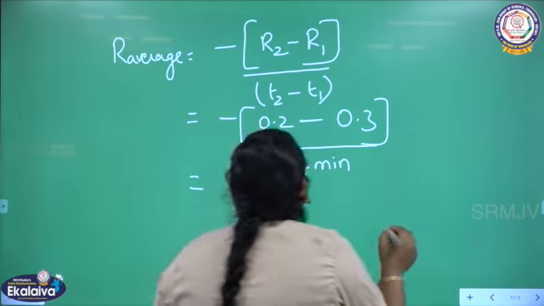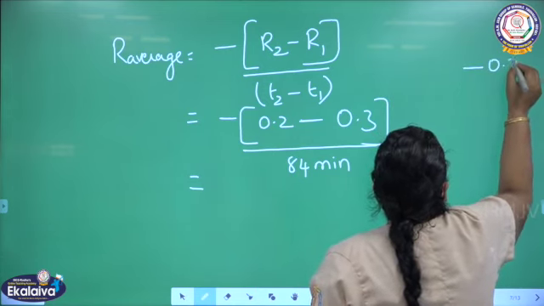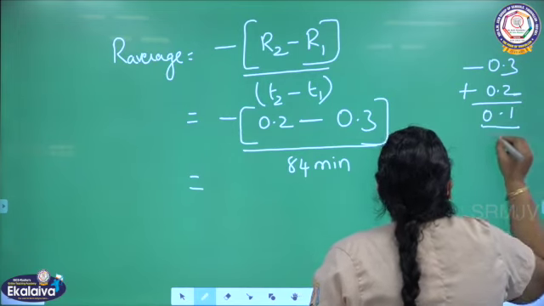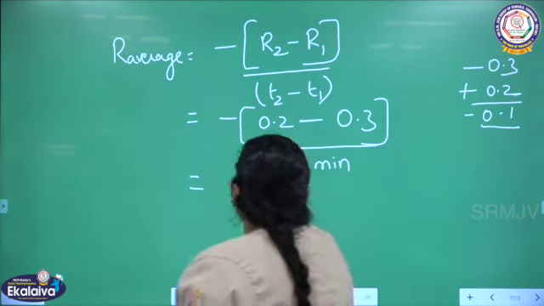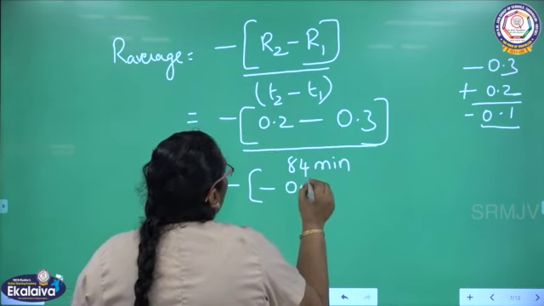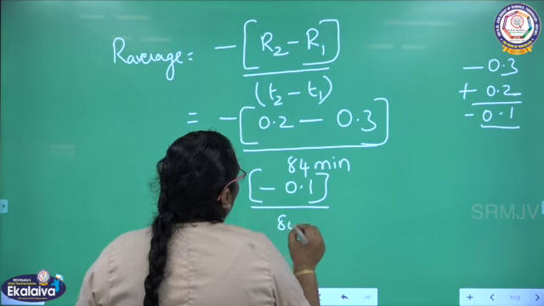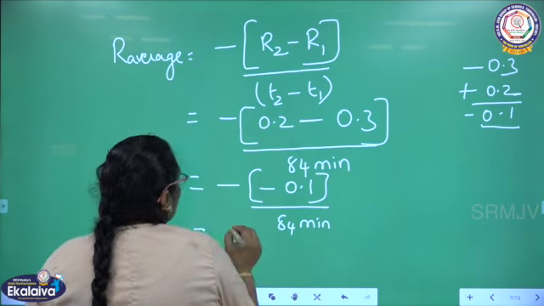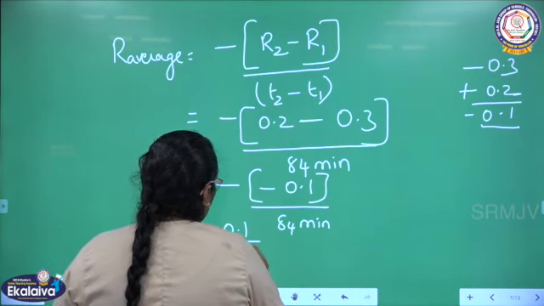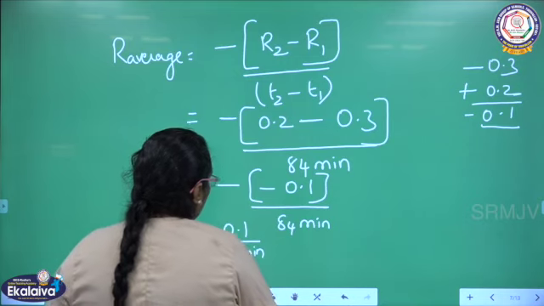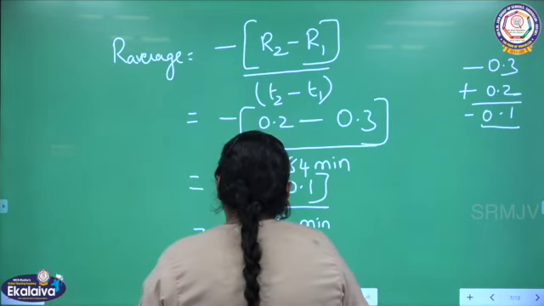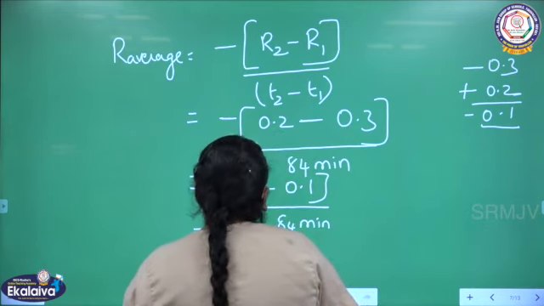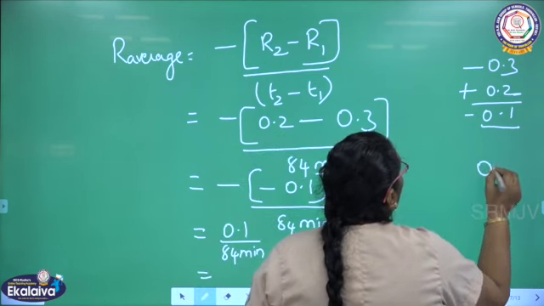Subtract now. Minus 0.3 plus 0.2, what will you get? 0.1. So minus of minus 0.1 divided by 84 minutes. Minus into minus becomes plus. So 0.1 divided by 84 minutes. When minute moves to the numerator, it becomes minute inverse. So 0.1 divided by 84.